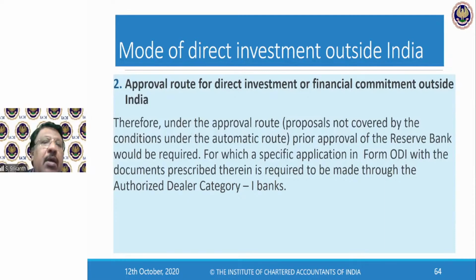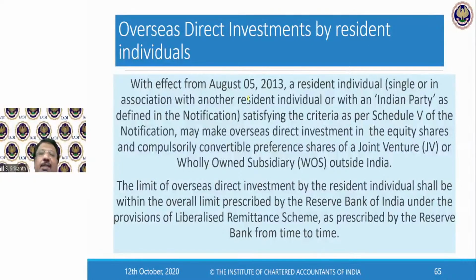Okay, moving on with our session. Moving on to a resident individual, meaning not a company, a resident individual, single or in association with another resident individual or with an Indian party, satisfying the criteria as per Schedule 5 of this notification, may make overseas direct investment in the equity shares and compulsorily convertible preference shares of a joint venture or wholly owned subsidiary outside India. So this is a new idea which has come, not very new, but earlier individuals were not allowed. Now individuals are also allowed.